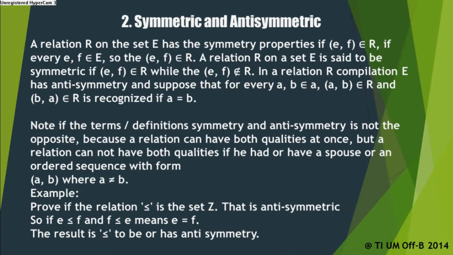Now, for example, prove that the relation less than or equal to on the set Z is antisymmetric. So if e is less than or equal to f and f is less than or equal to e, it means e equals f. The result is that less than or equal to has antisymmetry.